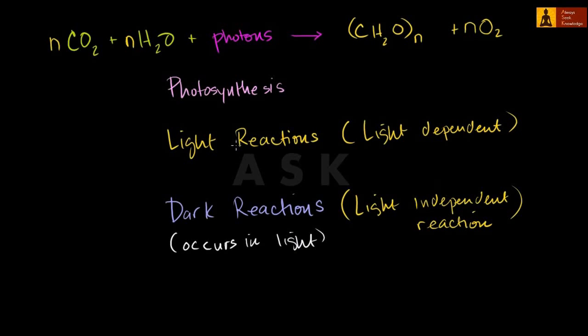They actually need photons for them to proceed. The dark reactions do not need photons for them to happen, although they do occur when the sun is out. They don't need those photons, but they need the byproducts from the light reaction to occur. So that's why it's called the light independent reaction. They occur while the sun is out, but they don't need the sun. This needs the sun, so let me make it very clear. So this requires sunlight. This requires photons.